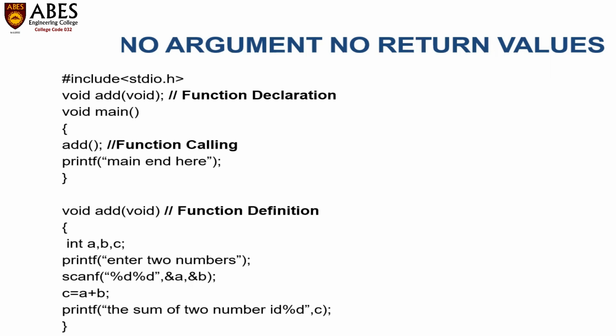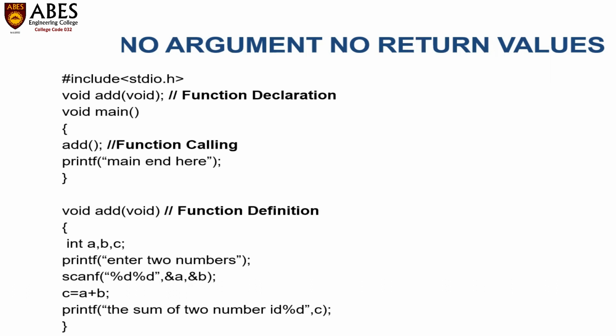If you find there is no return type and no argument value, what will happen? Actually, the values should be taken as input through the scanf function. That should also be written in the function definition. Calculation will take place in the function definition, and the final output will be printed in the function definition. All three things will happen inside the function definition when there is no argument and no return value.